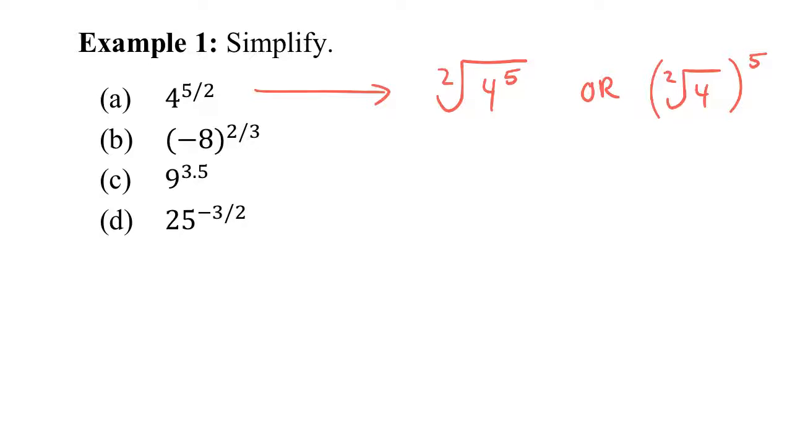Figure out what 4 to the 5th is. 4 to the 3rd is 64. Do I want to multiply by 4 again twice? No, I don't want to do that. And this is going to be part of the test where you don't have a calculator.